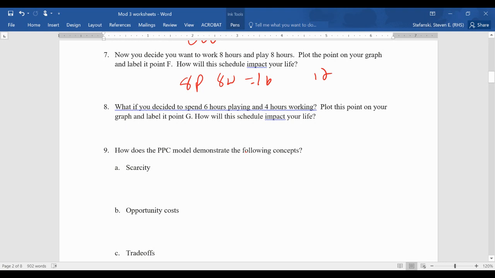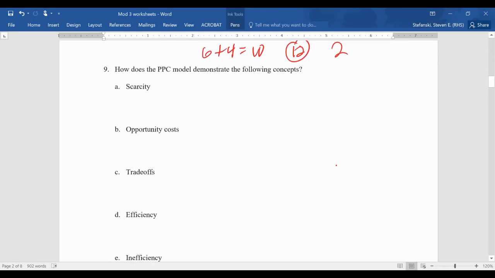Number 8, it says, I now have extra hours that are unused, right? This is not efficient, as I could do more of one of the activities. Because 6 plus the 4 is 10. I said I had 12 hours. So I have 2 more hours that I could use, either 2 hours of play, 2 hours of work, 1 hour of play, 1 hour of work. I could divide that up. Okay. So I can make that choice, but I'm not efficient.